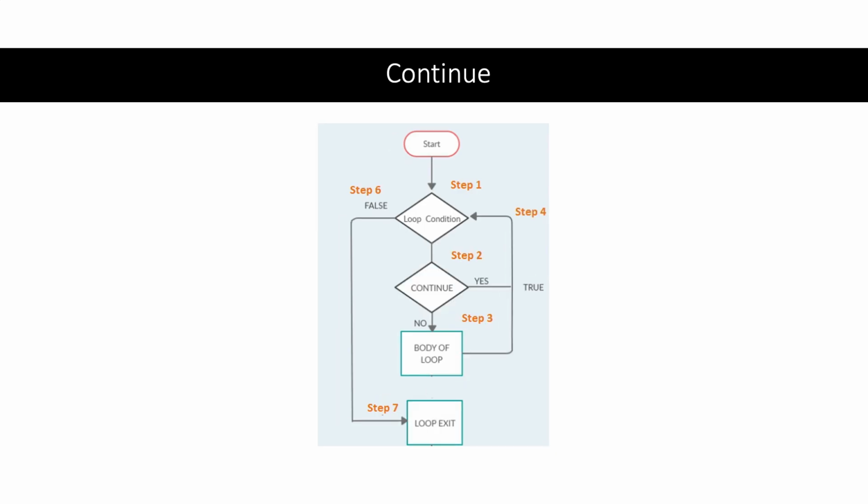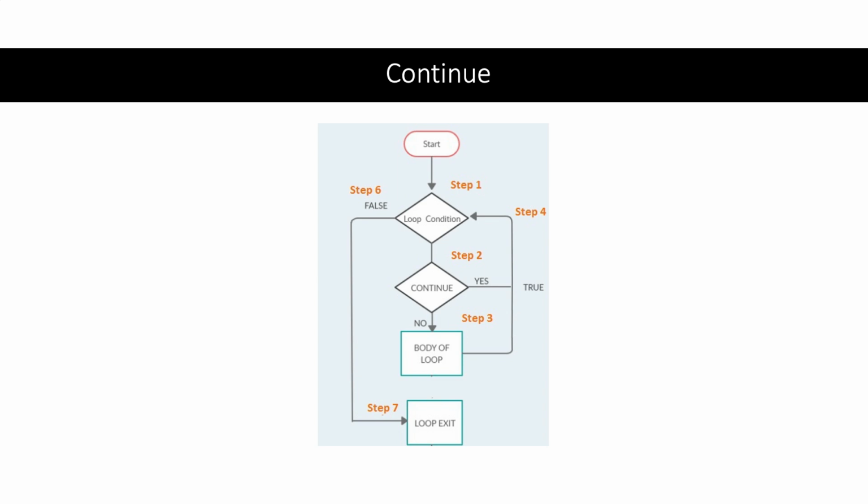Okay, so this diagram illustrates the flow of a while loop in Python when using the continue statement. We begin at the very top with the start oval, which then leads to the evaluation of the loop condition. So this is step 1, where the condition of the while loop is evaluated. Now this condition determines whether the loop body should execute. If the condition is false, the loop exits and the flow moves to step 6.